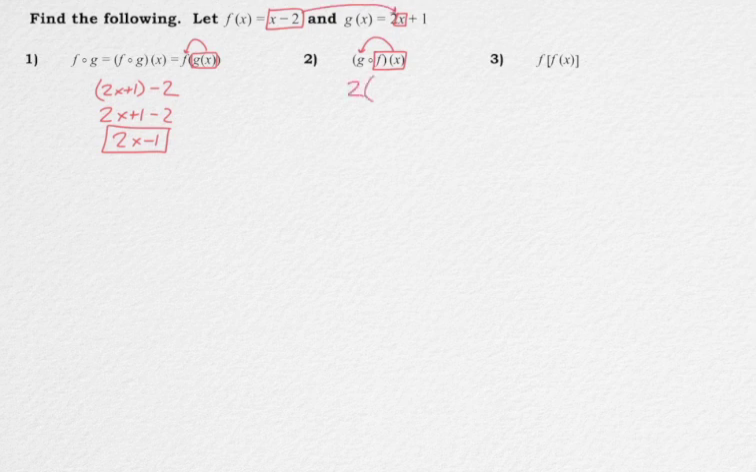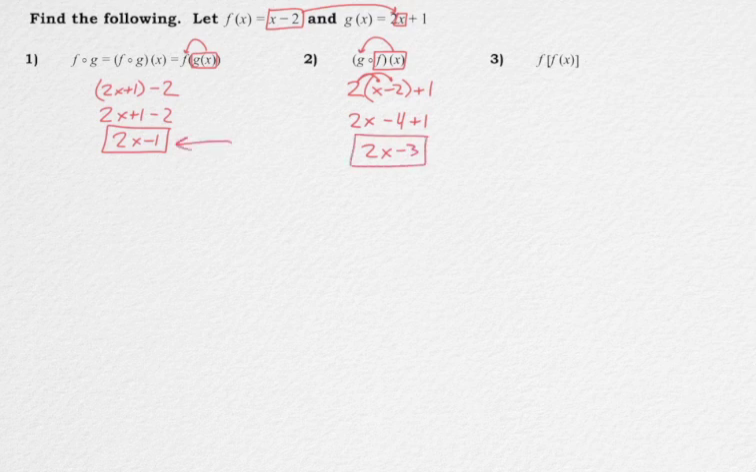So this is going to be 2 times, think of g as the big template function. So it says 2 times what? X minus 2 is what I'm plugging in. And then plus 1 on the outside of that. So now simplify this by distributing 2 in. So 2x minus 4 plus 1. And negative 4 plus 1 is negative 3. So 2x minus 3.